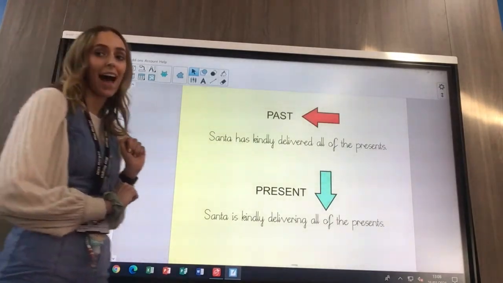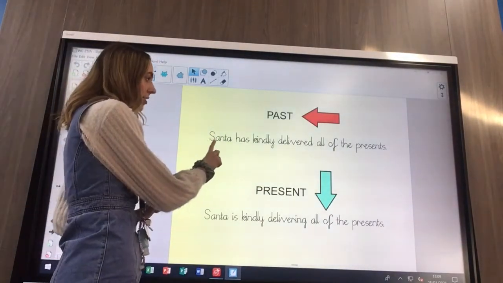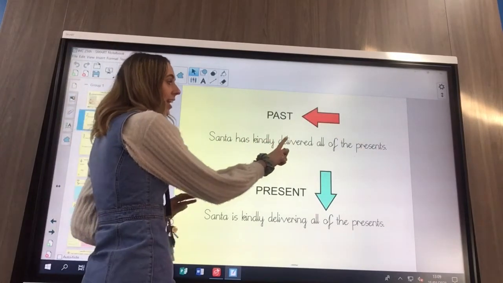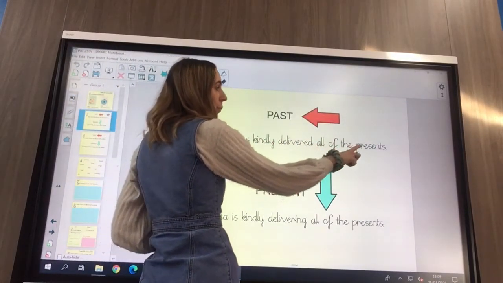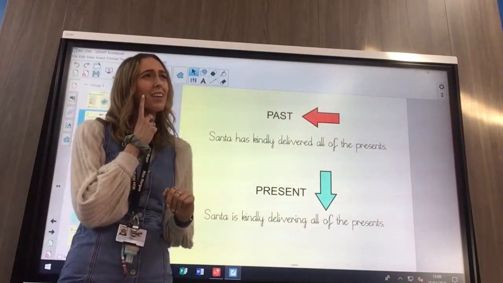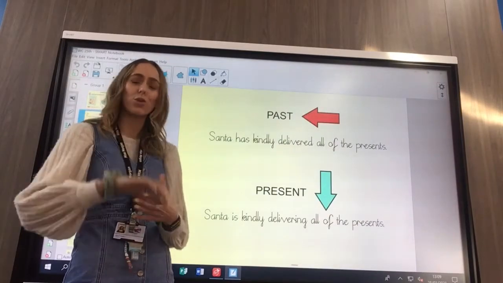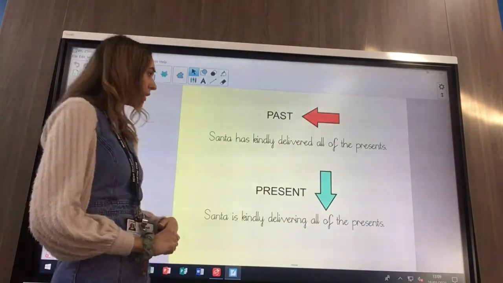If you remember, I had some sentences about Santa here. Let's read them together. Santa has kindly delivered all of the presents. And this is past tense, but how do I know that this sentence is written in past tense? How do I know that it's already happened? Let's have a look.